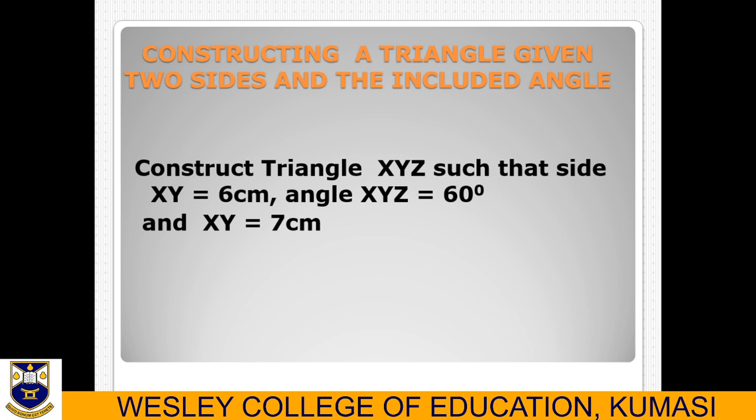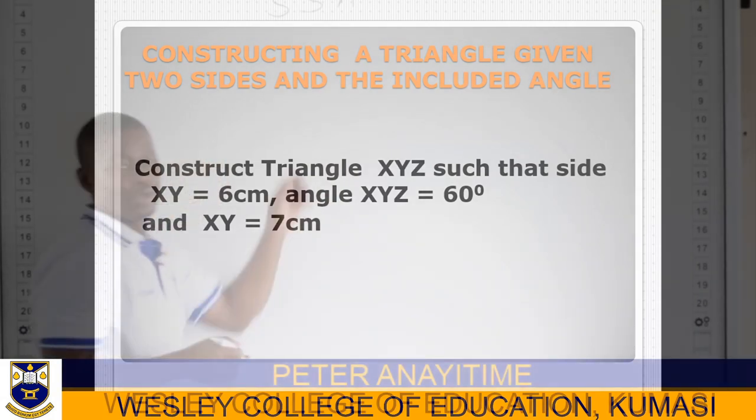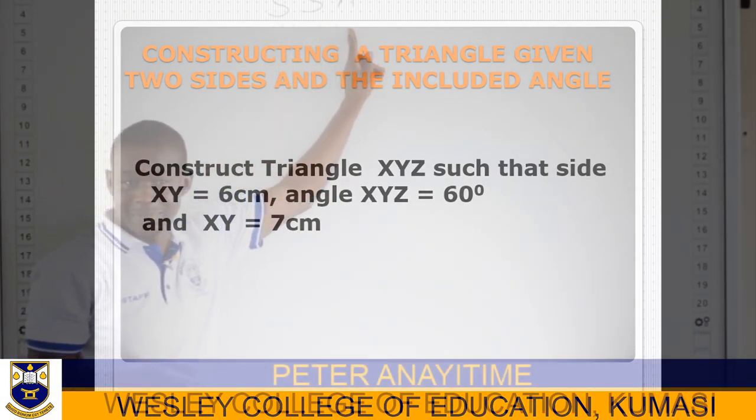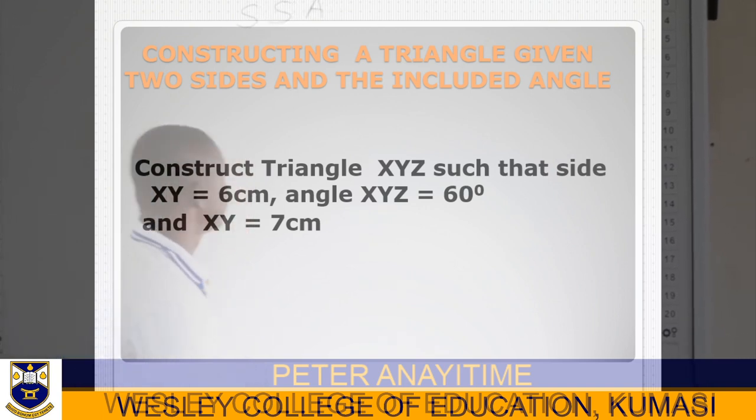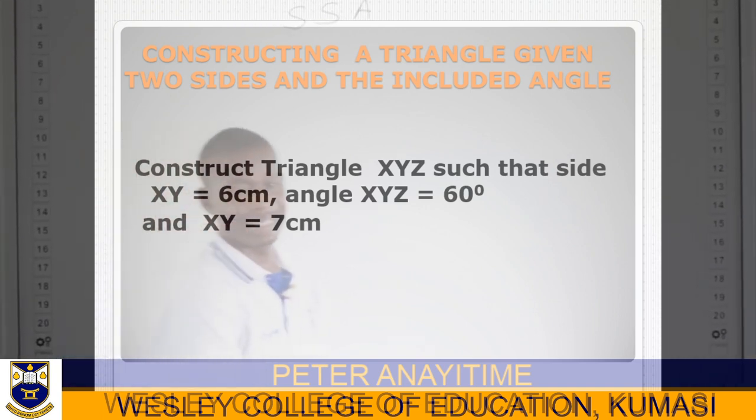So we are going to look at where we know 2 sides and the angle between them. I know 2 sides and then the angle between them. So let's take an example.